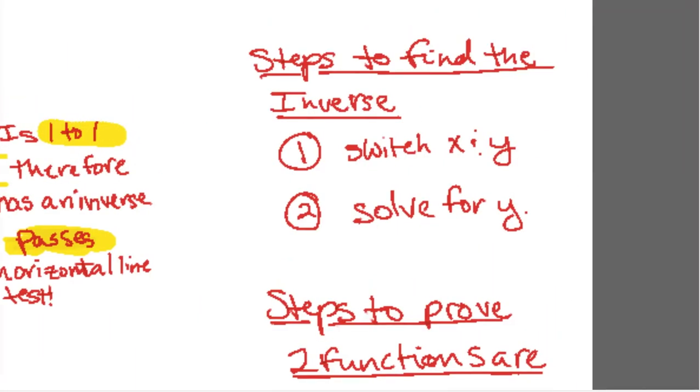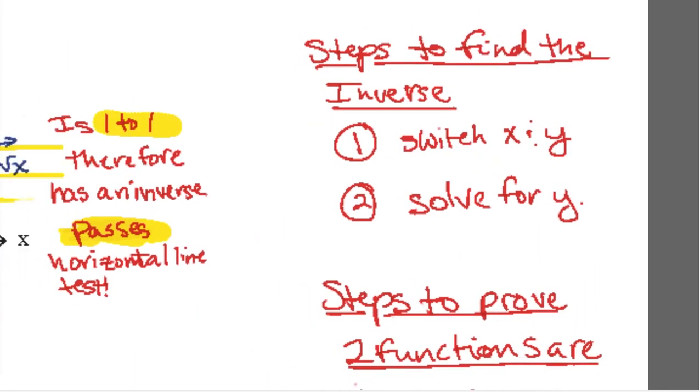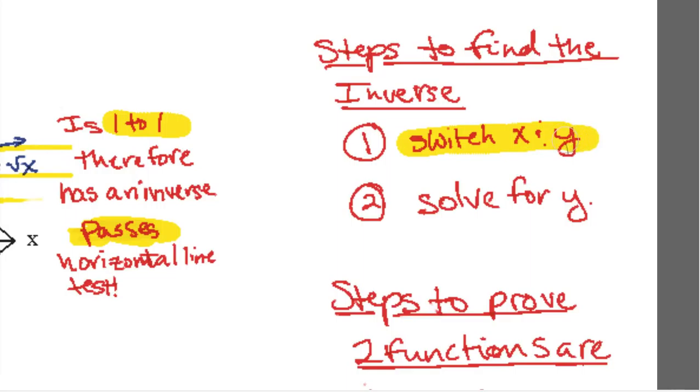What do I need to do to find an inverse? It's actually pretty straightforward. You switch the x and the y, and then you solve for y. Algebraically, whatever you've got to do, solving equations, you should be able to do that by now.